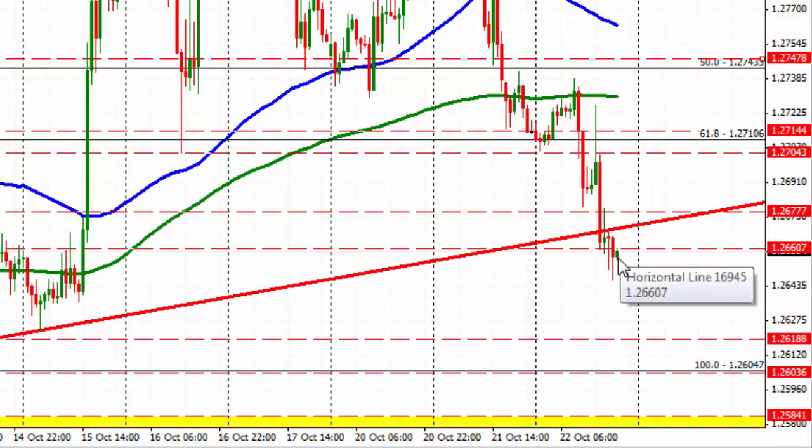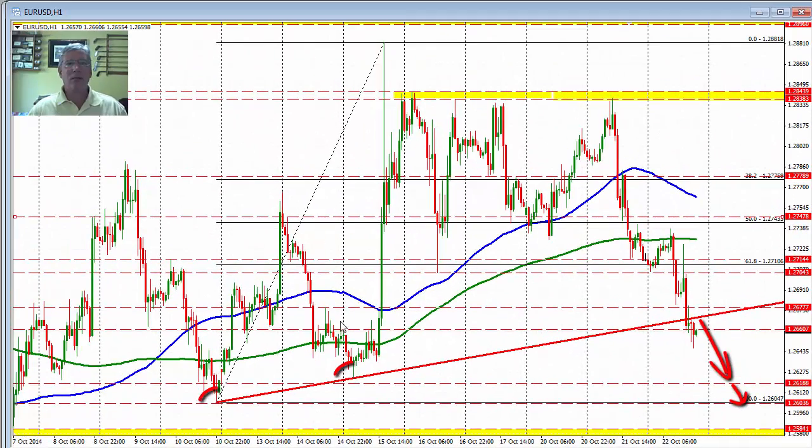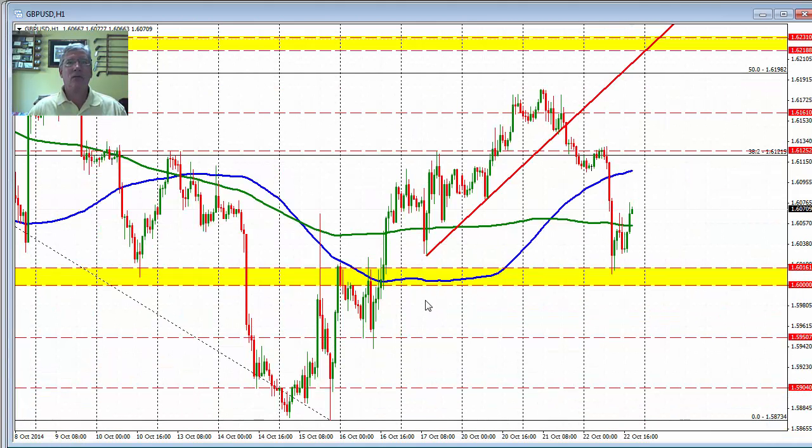So if we can stay below this level and also below the trend line, the bias remains to the downside for the Euro versus US dollar. Stepping down, the next step would be this low right here and this low right here. Those are our steps for this currency pair. Let's take a look at the sterling versus US dollar.